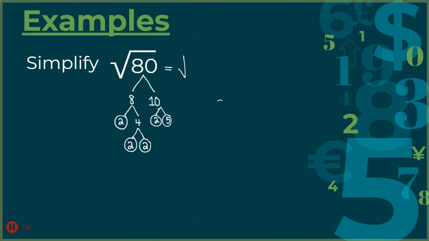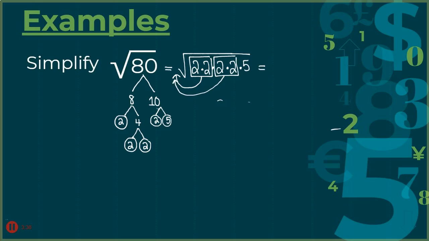I'm going to rewrite 80 as 2 times 2 times 2 times 2 times 5. So I have a pair of 2's. So this pair of 2's pulls out as a 2. I have a second pair of 2's. So that pair pulls out as a single 2. And then I have a 5 left underneath.